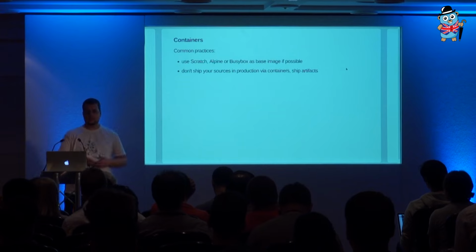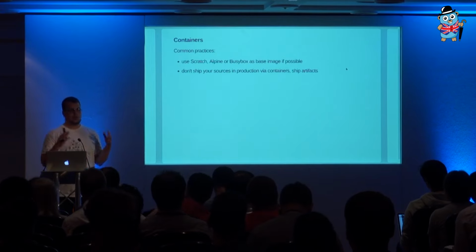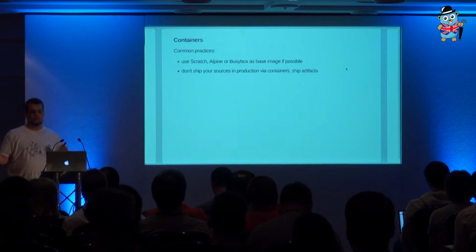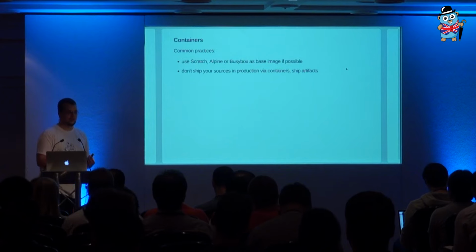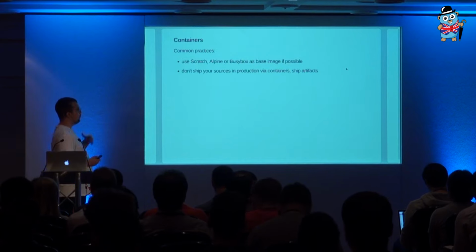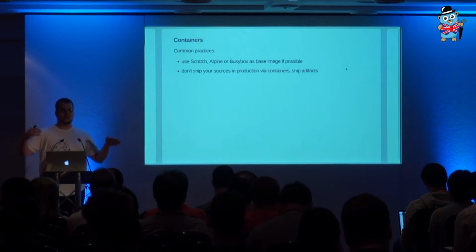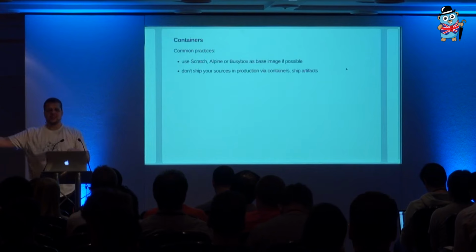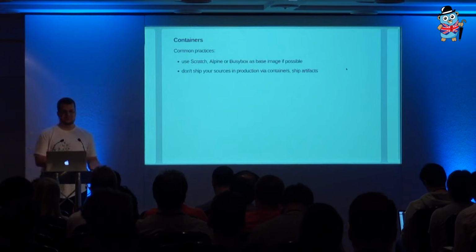I would say start with Scratch, Alpine or BusyBox, one of them, as base images, and then work your way up if you actually need, let's say, some C libraries or functionality from a certain operating system. Otherwise, keep your containers to a minimum. And yeah, don't ship a container which has the Go sources inside it and has a go run command at the beginning of the container, because that's not how containers are intended to be done.